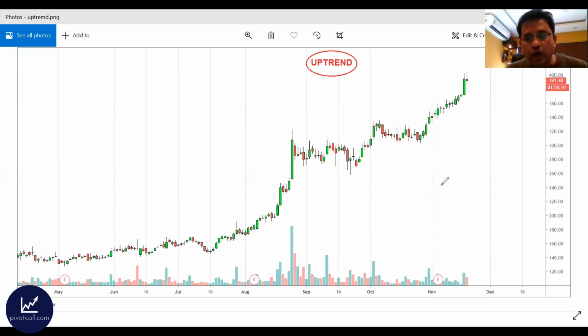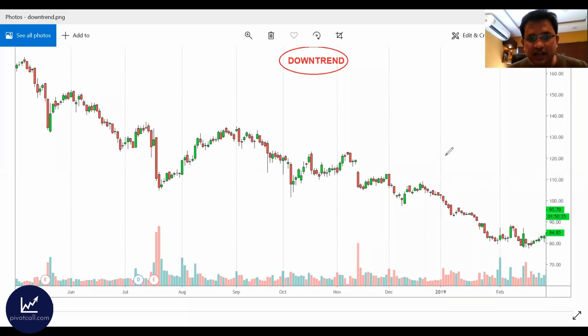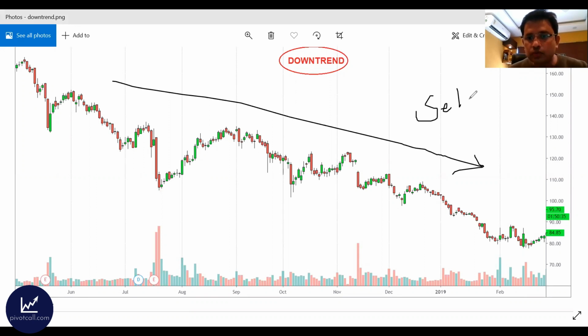About the value area and all, I discussed in much detail in my swing trading course. Here I am just giving you a glimpse of how you have to buy, when you have to buy. Now this is the downtrend, right? In downtrend, what should you be? You should be a seller, not the buyer, right? You should look for the opportunity to sell.